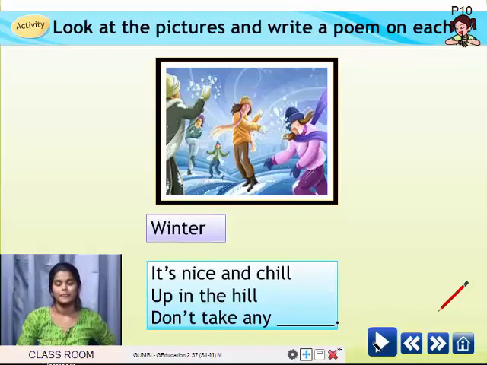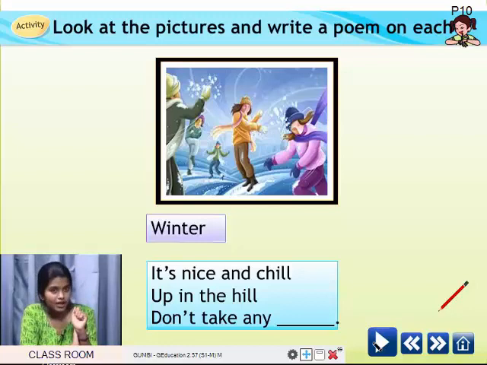So you try to put one more rhyming word in the blank there. Last there you put one more word which rhymes. Chill, hill, don't take any dash. In winter, it's common that you will have cold. Cold, correct. Cough. If you have a cold, then what will you do? You go to the doctor. Yes. What will he give? Yes, he'll give you some pills. So here, it's nice and chill.